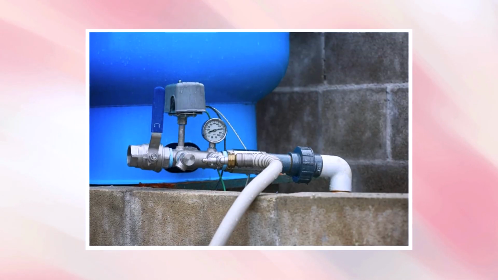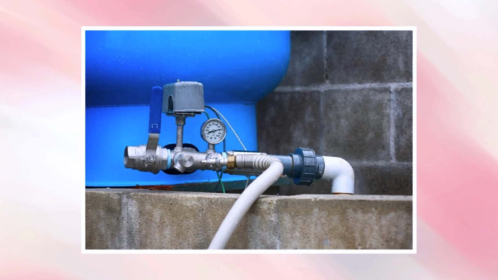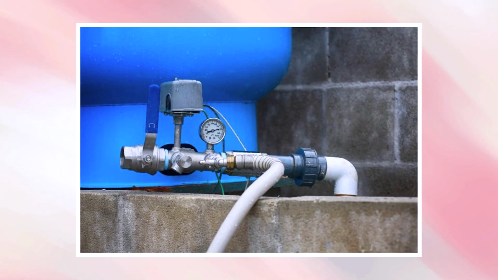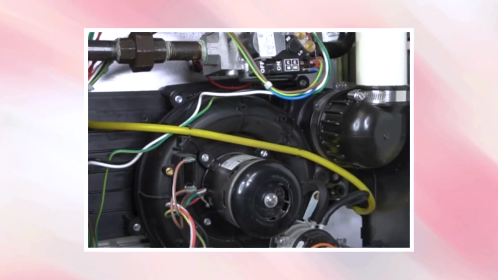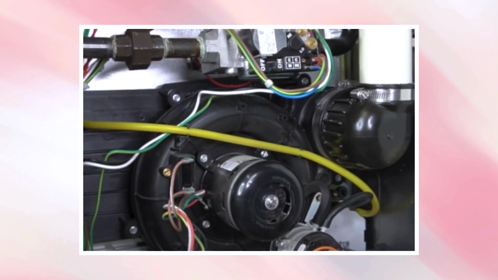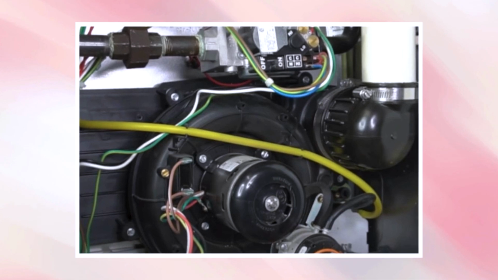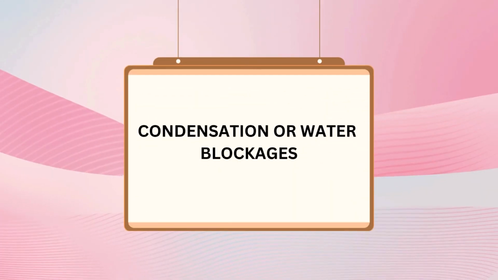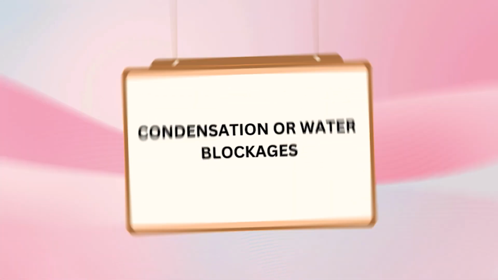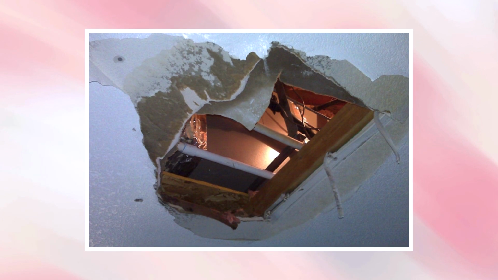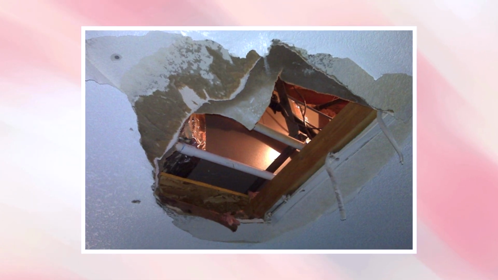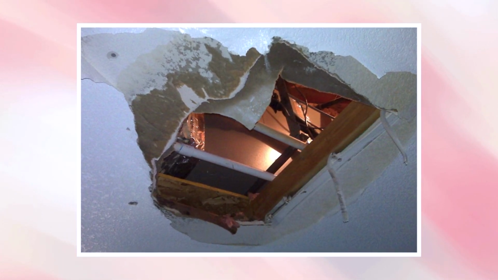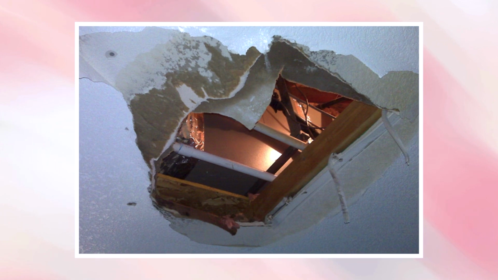Disconnected or damaged hoses. The hoses attached to the pressure switch may be loose, cracked, or disconnected, making the pressure readings inaccurate. Inducer motor issues. If the inducer motor is not working properly, it is possible that the motor does not build up enough pressure to close the pressure switch. Condensation or water blockages. A buildup of condensed water in the hose or flue, or the presence of water in the hose or flue, hinders the flow of air that the pressure switch requires.